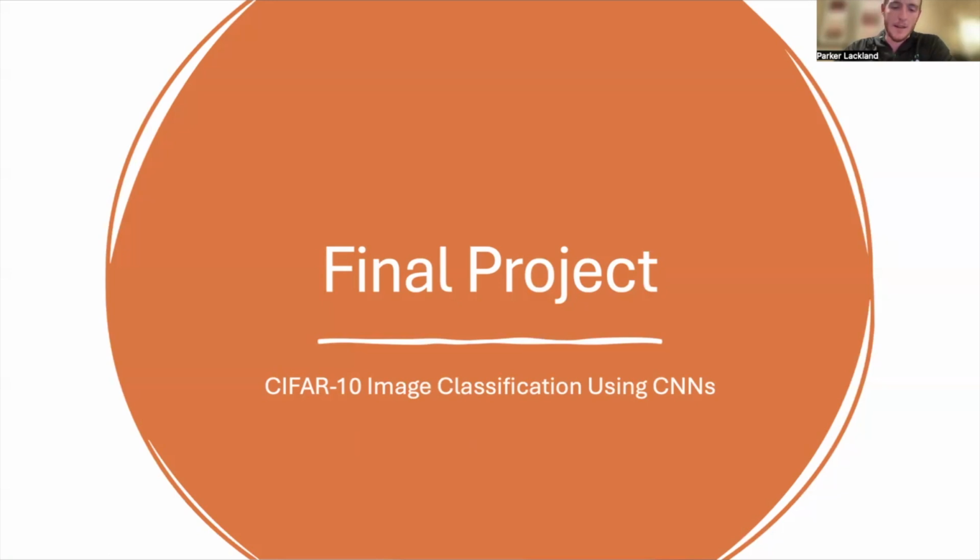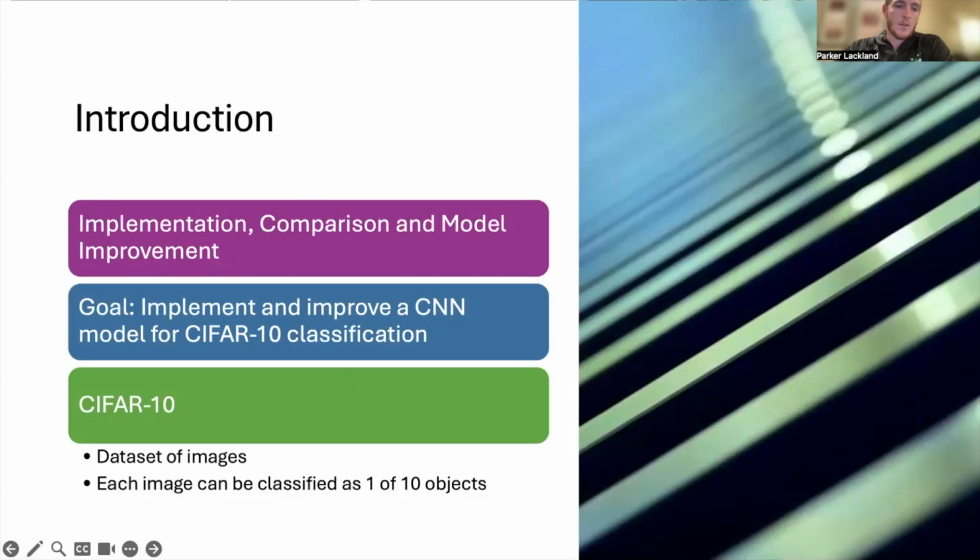I'm Parker Lackland, and this is the project for image classification on the CIFAR-10 dataset using a convolutional neural network. This project had the goal of implementing a convolutional neural network on this specific dataset and then comparing the model to the CNN that was implemented in homework four, and how we can possibly improve on the convolutional neural network model from our homework four.